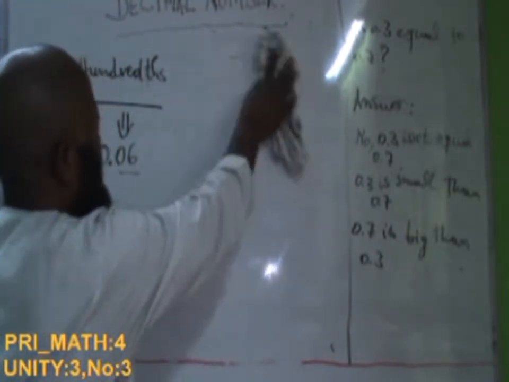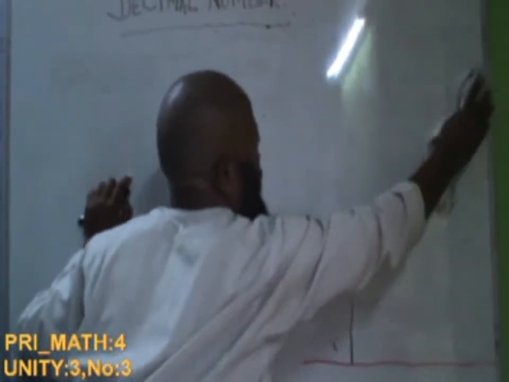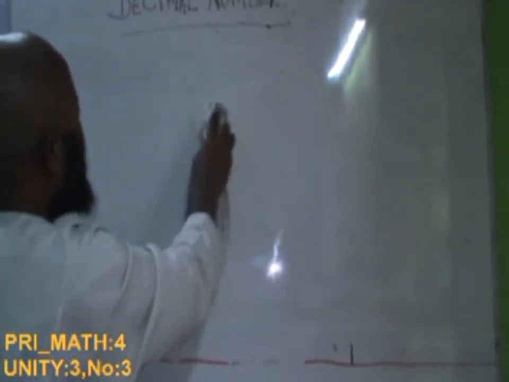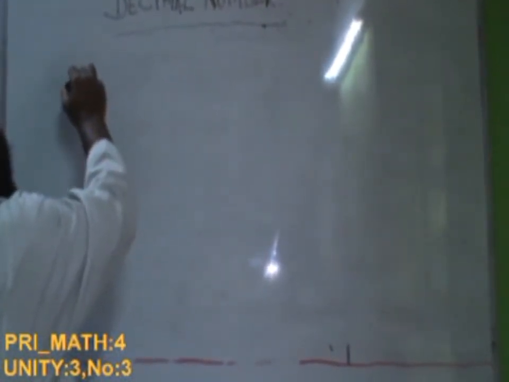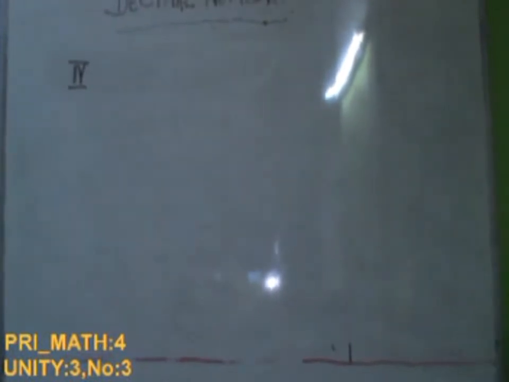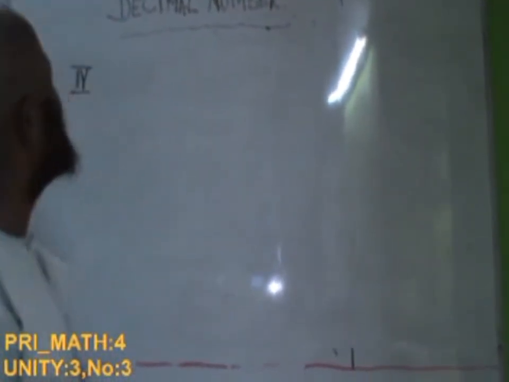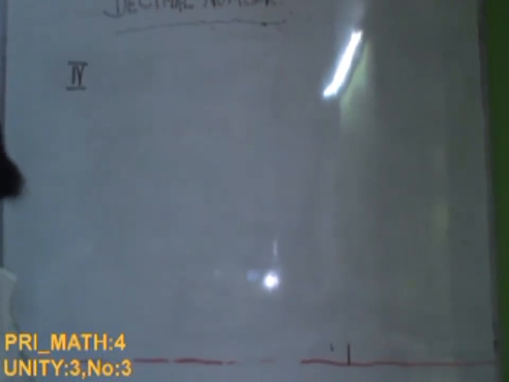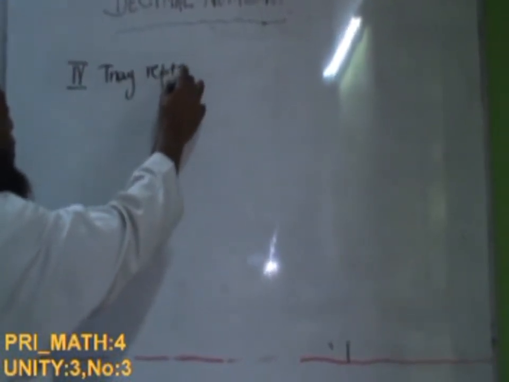We go further. We have already finished with point number 4. Let us go further talking about our fourth point. Our fourth point in today's lesson, tray representation.